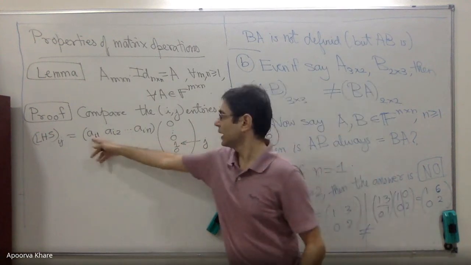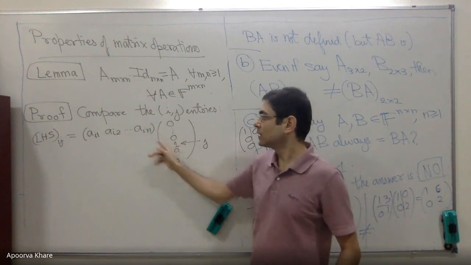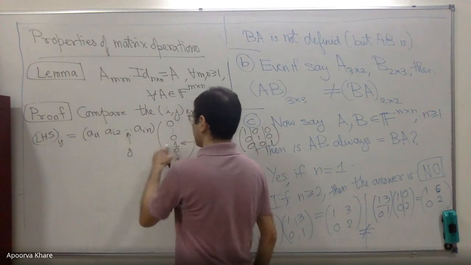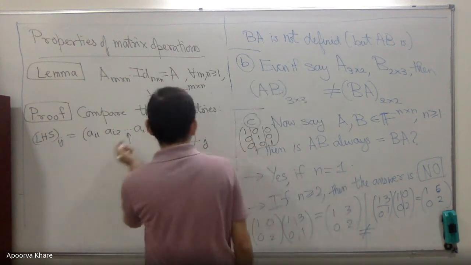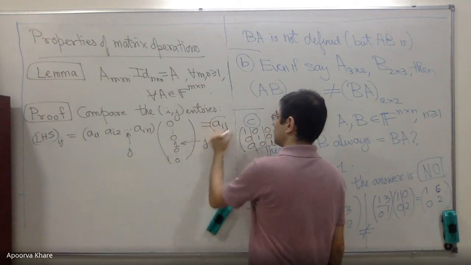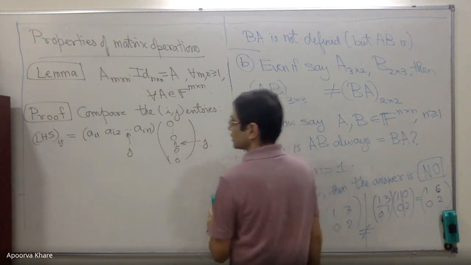So what happens? You get A_i1 times 0 plus A_i2 times 0 plus so on, and only the jth entry is multiplied by the 1, and everything else is multiplied by 0. So you literally just get the jth entry, which is A_ij. So what you get is A_ij.